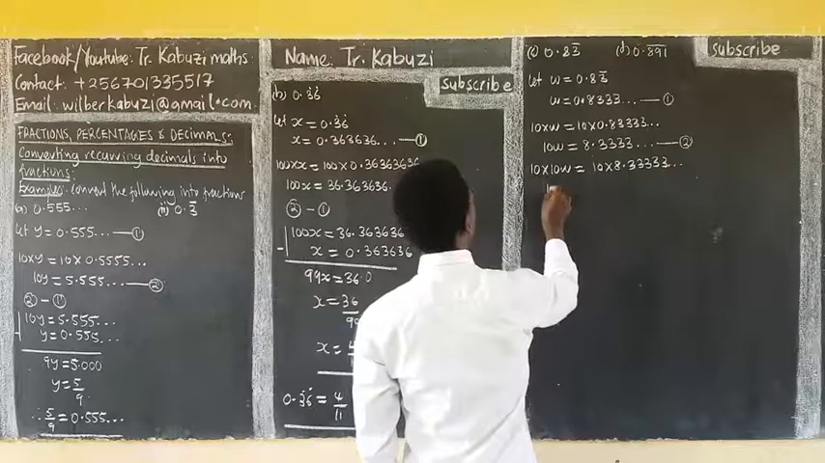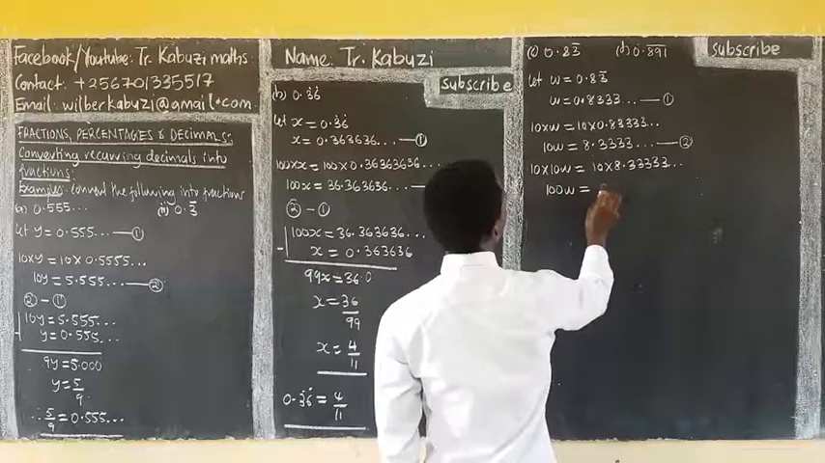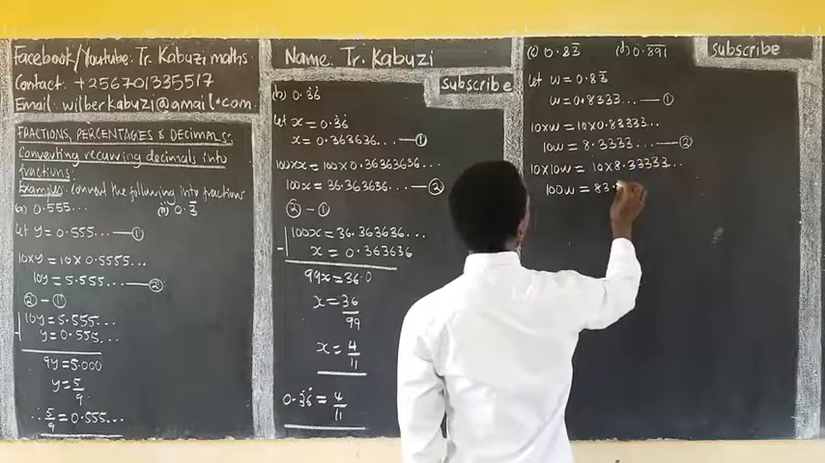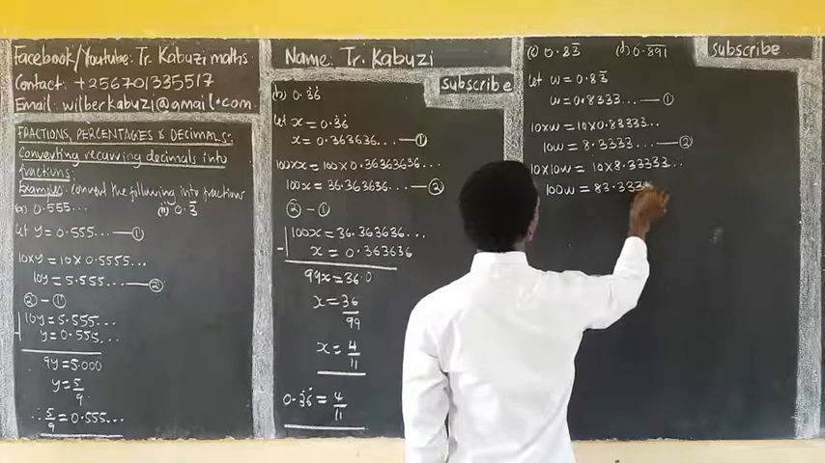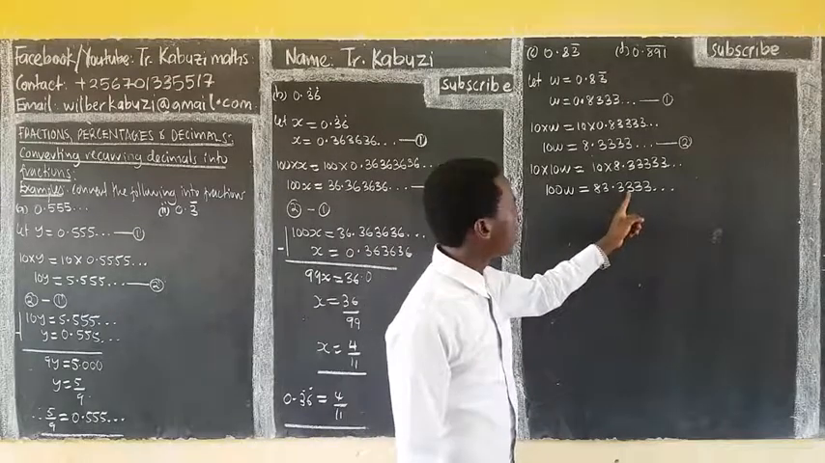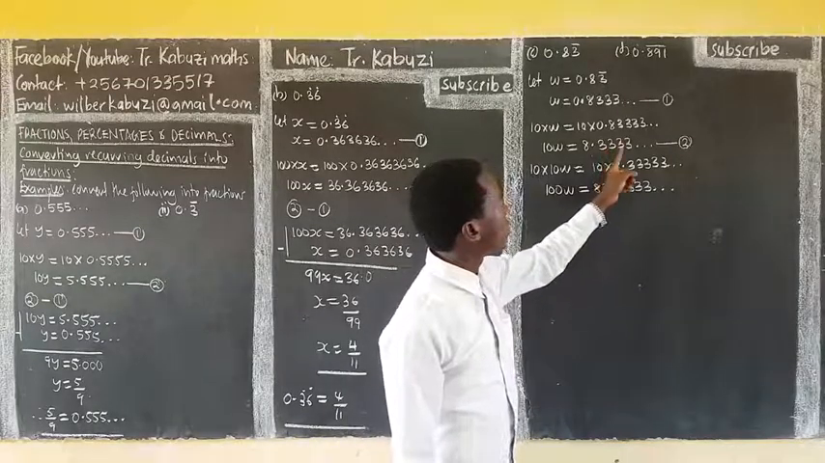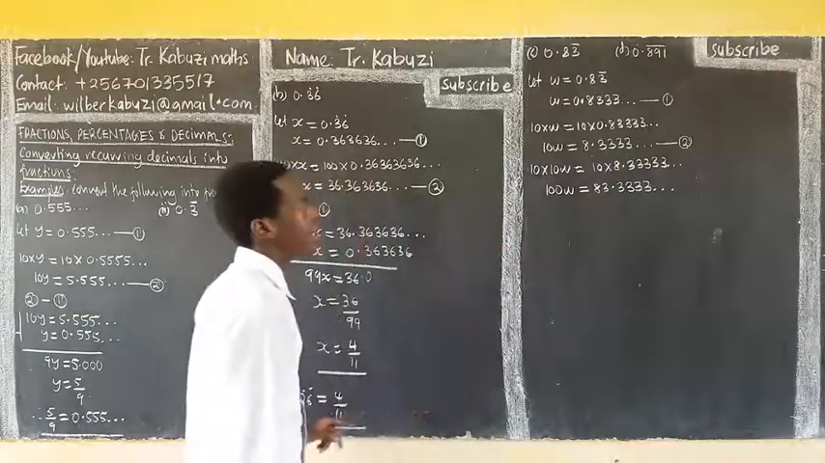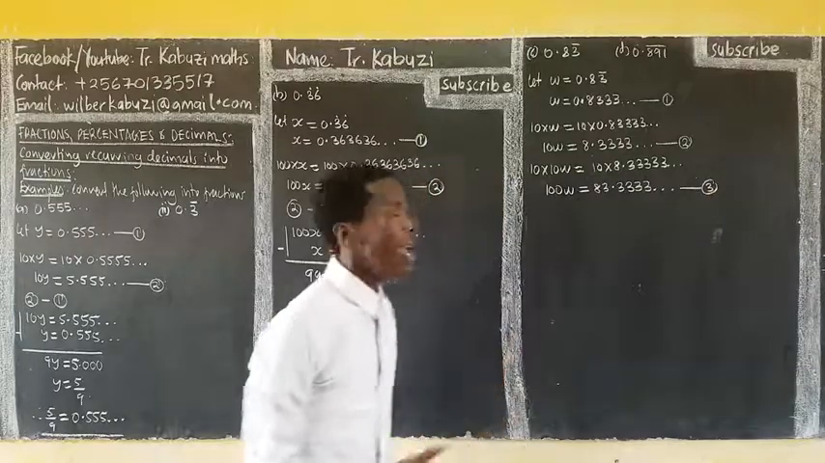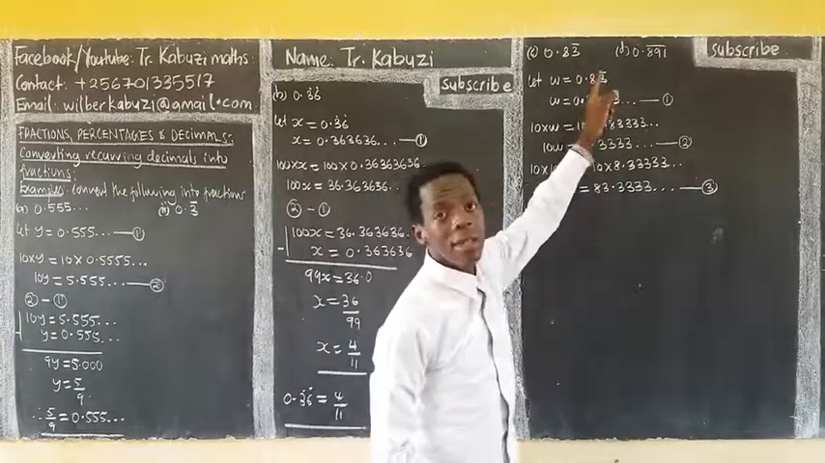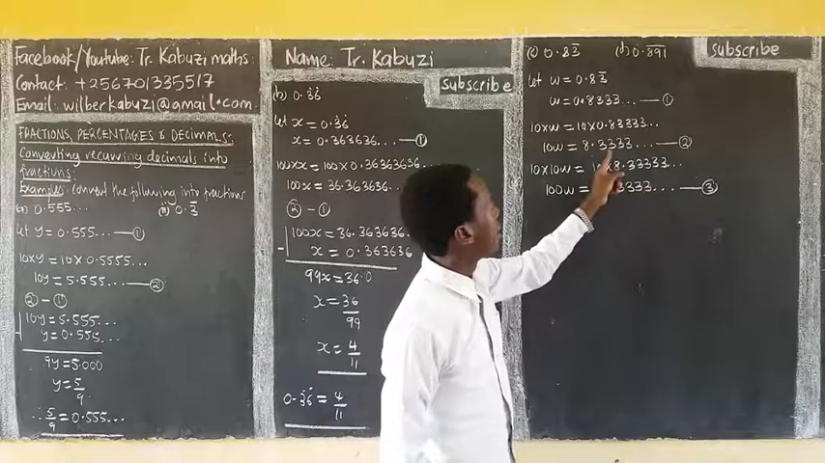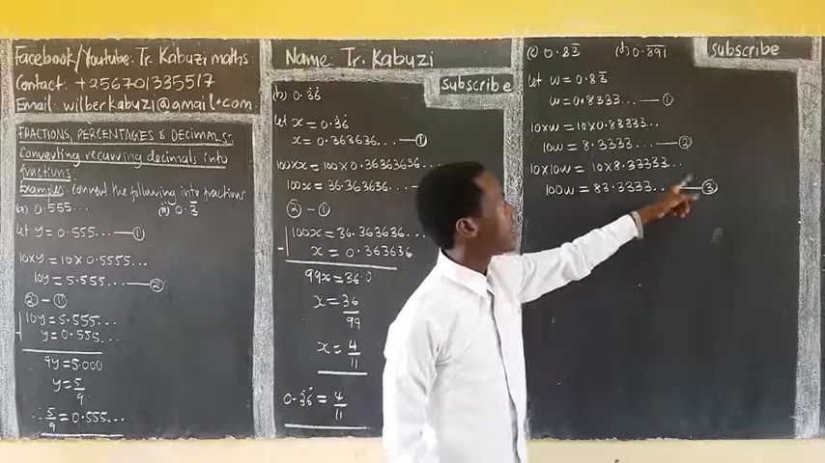So this will give us 100W equaling 83 point, and I'm shifting it here, 3, 3, 3, 3, recurring. So you see, this one 1, 2, 3, 4, and 1, 2, 3, 4. As simple as that. I call this one equation 3. So here we have 3 equations. Why? Because we had something which is not repeating, then you start 3, 3, 3, 3, 3. So you can subtract this and this.